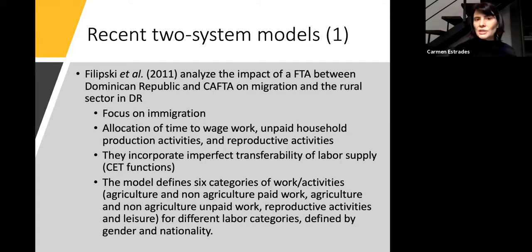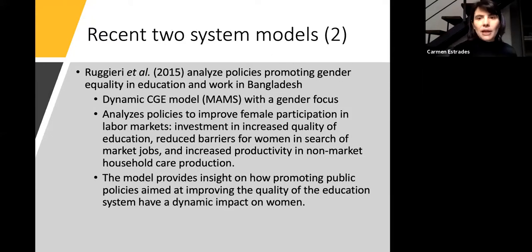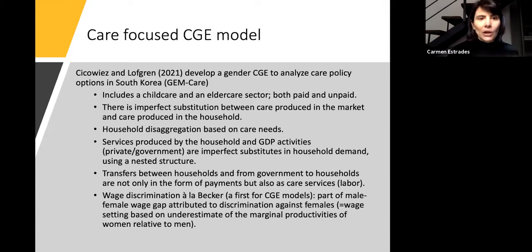So there are more recent two system models. I won't talk much about them, but there are different approaches that have been developed. And the latest one, which was developed, as I mentioned before, in the context of this care and economy project for South Korea, was developed by Sikowitz and Lofgren. It includes a childcare and an elder care sector, both paid and unpaid. There is imperfect substitution between care produced in the market and care produced in the household. The disaggregation of households is based on care needs, and the services produced by the household and GDP activities are in perfect substitution in household demands. And there's an interesting feature, which is that it includes wage discrimination in the labor market. So there is a wage gap between male and female in the labor market, which is attributed to discrimination.